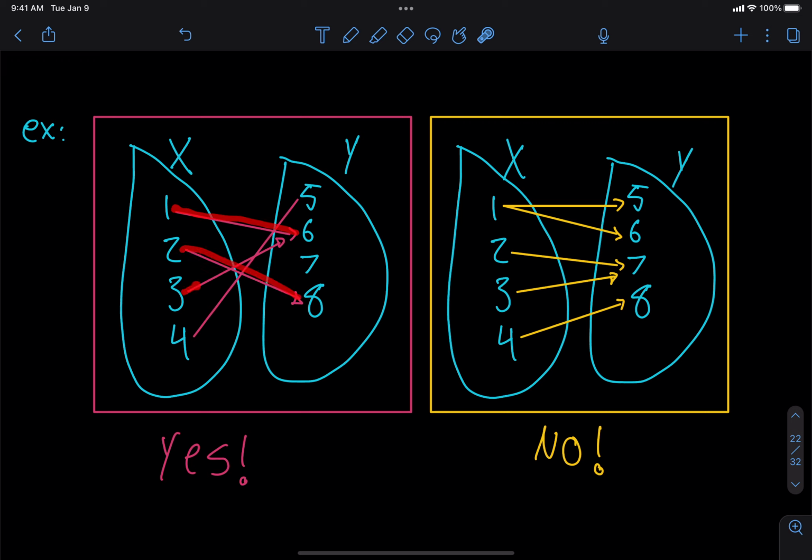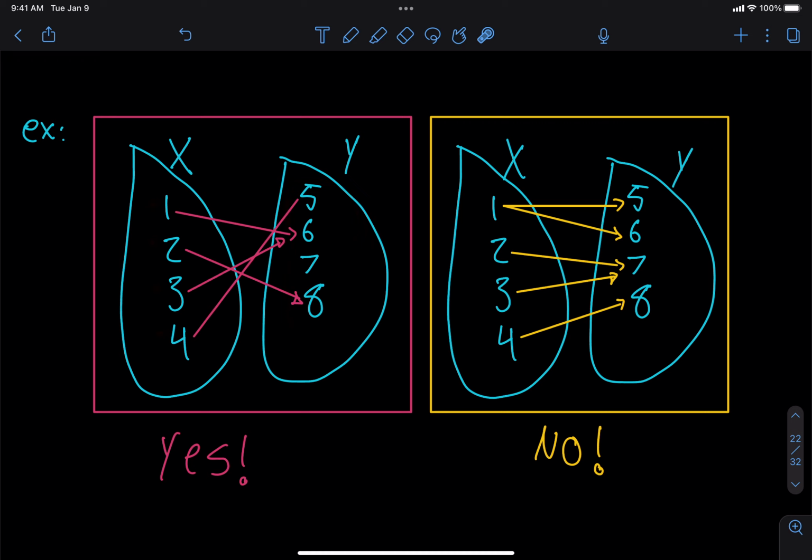It assigns to 3 the value 6, and it assigns to 4 the value 5. Okay, so this is an example of a valid function, for it assigns to each element of x one and only one element in y.